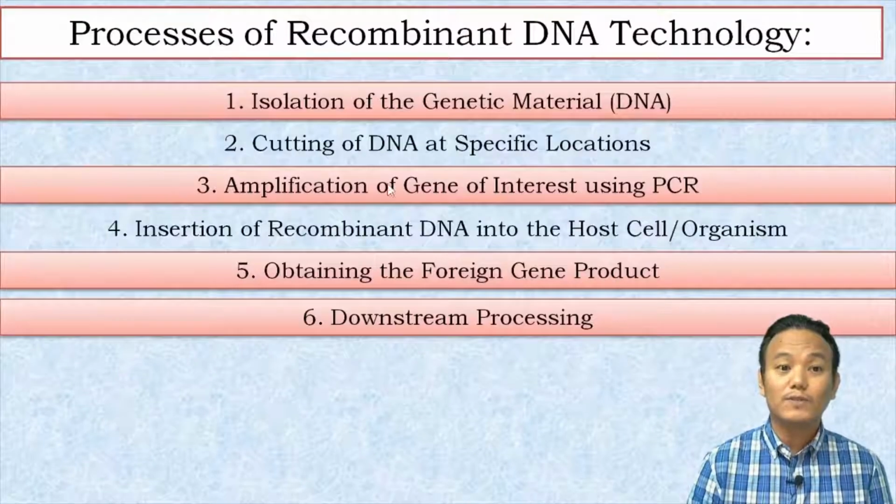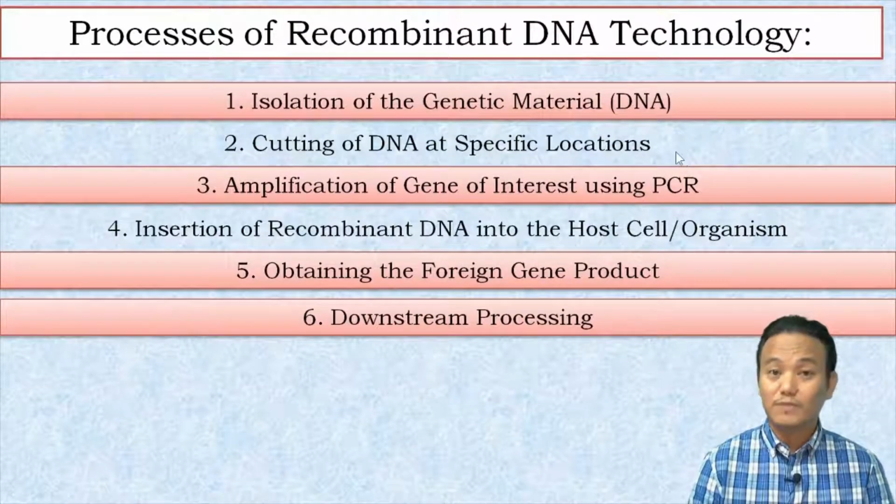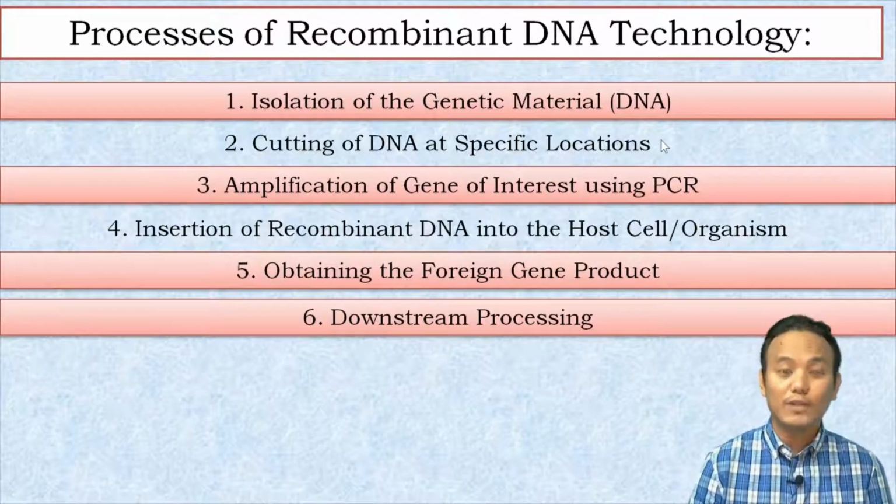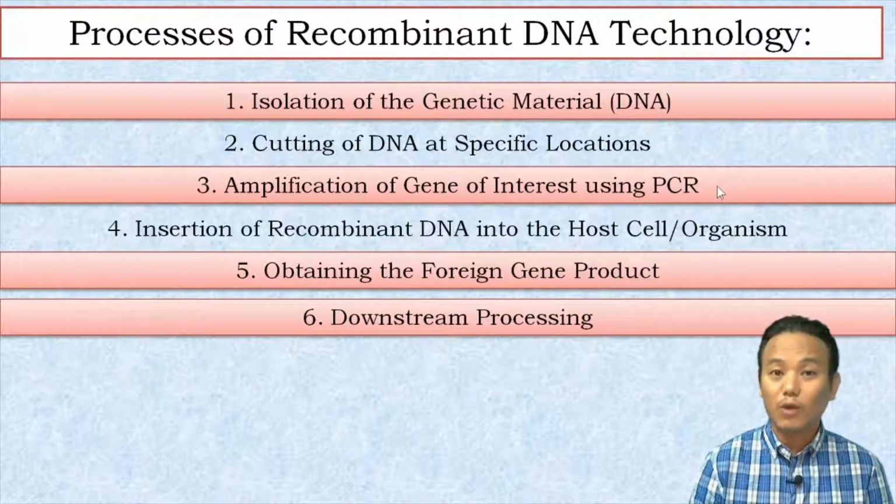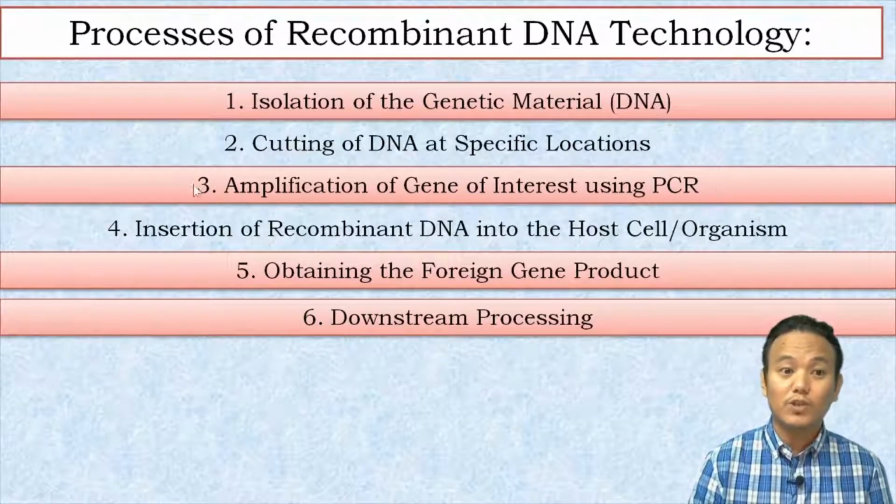The first process is isolation of the genetic material or DNA from the cells. That is followed by cutting of the DNA at specific locations by use of special enzymes called restriction endonucleases. And then we have amplification of the gene of interest using PCR, which is short for polymerase chain reaction. This is one important topic that we are going to discuss in this video from the examination point of view.